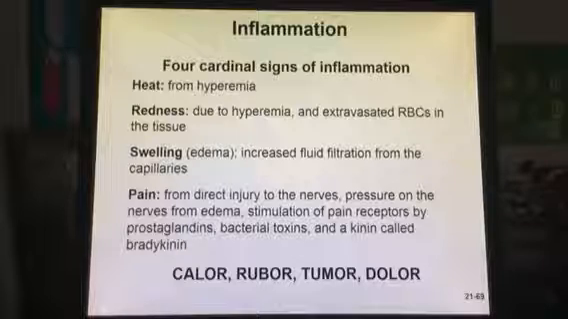But for all of these 4 cardinal signs of inflammation, as we go through, we're going to see them pop up in certain locations. So it doesn't mean you have to have all 4, but any one of them is a sign that inflammation is occurring. So heat is from hyperemia. We'll get to that in just a second. Redness, also due to hyperemia, and red blood cells that have left the capillaries and are in the tissues. Swelling, which is called edema. We've talked about increased fluid in the tissue. And then also pain. That pain comes from direct injury of the neurons.